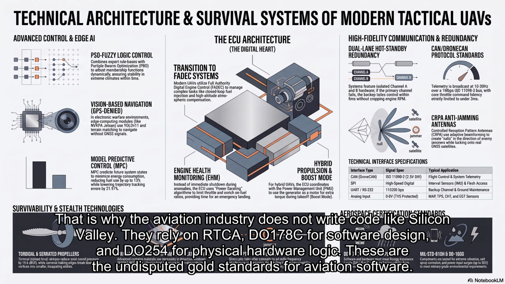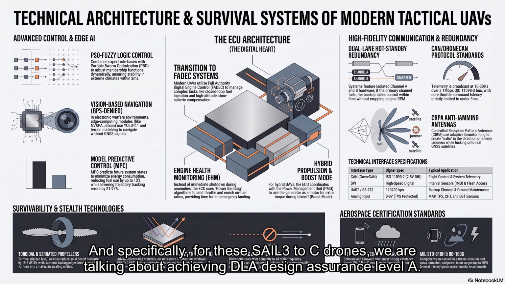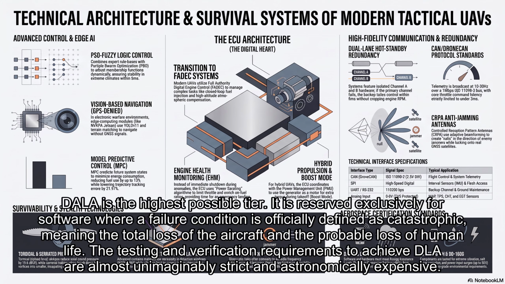That is why the aviation industry does not write code like Silicon Valley. They rely on RTCA DO-178C for software design, and DO-254 for physical hardware logic. These are the undisputed gold standards for aviation software. And specifically, for these SAIL-3-C drones, we are talking about achieving DAL A, Design Assurance Level A. DAL A is the highest possible tier. It is reserved exclusively for software where a failure condition is officially defined as catastrophic, meaning the total loss of the aircraft and the probable loss of human life.